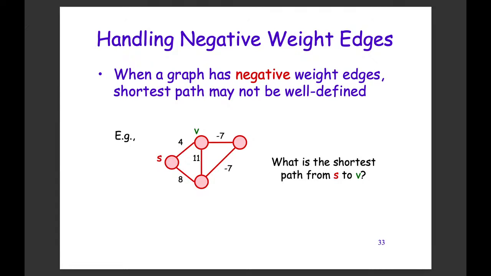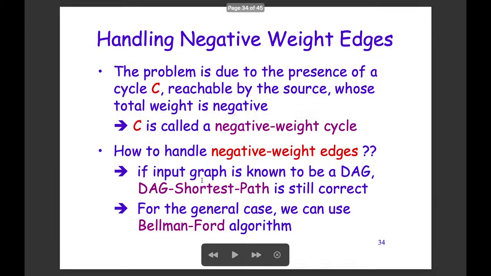So the problem here is that inside this graph, there is a cycle whose total weight is negative. So we call it a negative cycle, or a negative weight cycle.